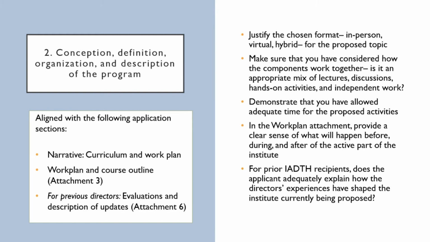You'll also want to demonstrate how you considered how the components work together. Is there an appropriate mix of lectures, discussion, hands-on activities, and independent work? You want to show that you've allowed adequate time for the proposed activities. It's okay for project participants to be uncomfortable, but we don't want them to be so frustrated that they give up. In the work plan and course outline attachment, provide a clear sense of what will happen before, during, and after the active part of the Institute, and ensure that it's clear who on the team is doing what. A work plan should always have people included in it.